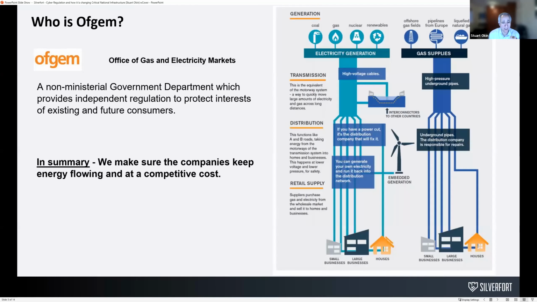As you can see from the diagram, our scope is from generation through to transmission to the endpoint for gas and electricity. In summary, we make sure that companies remain honest. In addition, we also run many of the energy schemes in the UK. And this is part of my other role, as I said, looking after digital infrastructure. These schemes include things like boiler upgrade schemes, green tariff schemes, and we distribute about £10 billion a year.